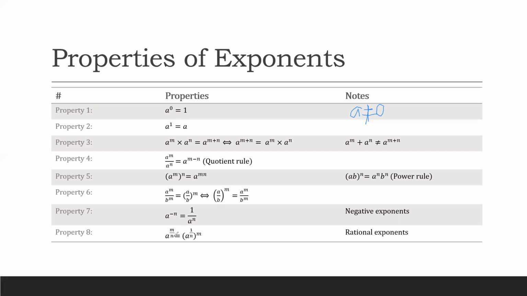And for here, you can say that a to the m over n is the same as a to the 1 over n, to the m, because of rule 5. You see, you're multiplying this by this, and you're getting this.